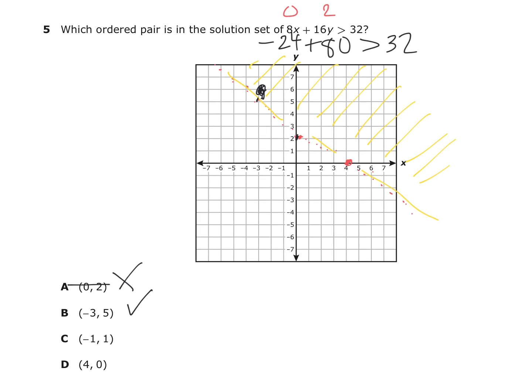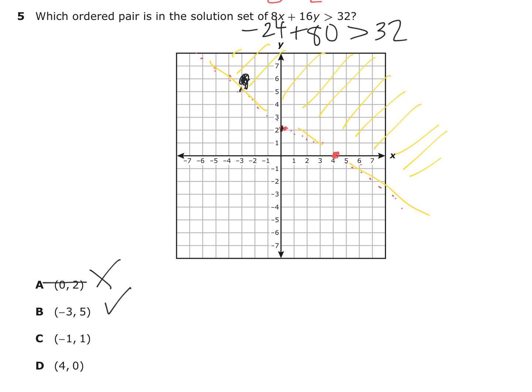But as a way of checking, what we're going to do is we're going to also plug in negative 1 and 1. If x is negative 1, you're going to get negative 8, 8 times negative 1. And then plus 16 times y, which is, y is 1. So you're going to have 8. Is that greater than 32? I don't think so. It is not.